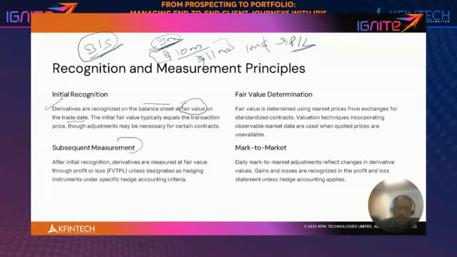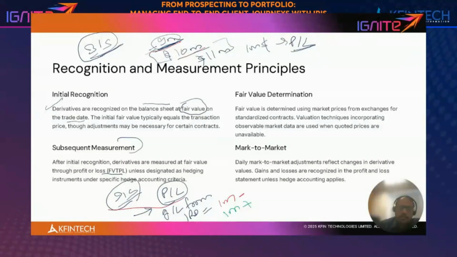Subsequent measurement, that is after it has been bought, it should go through the FVTPL. Again, as I mentioned, FVTPL is nothing but the income statement or P&L statement. Here there will be a head known as gain and loss from interest rate derivatives. Suppose the current value is 9 million and the initial value was 10 million, so the current loss is 1 million. Suppose the current valuation is 11 million, then the current profit is 1 million. So whatever is the gain or loss, it has to go through the P&L.